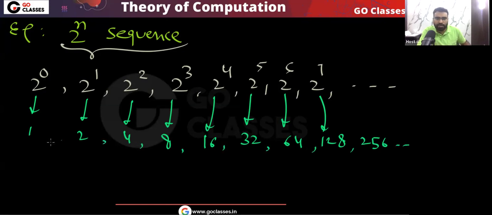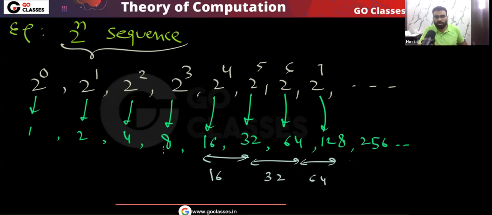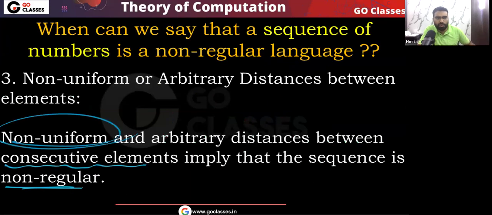So tell me, do you have uniform distance or non-uniform distance? For example, here the distance is 8, here the distance is 16, here the distance is 32, here the distance is 64. Yes or no? Are you getting my point? Is this clear? So you can easily see that in this 2 power n sequence, we have non-uniform distance between consecutive elements. If you have either non-uniform or arbitrary distance, then the language is non-regular.